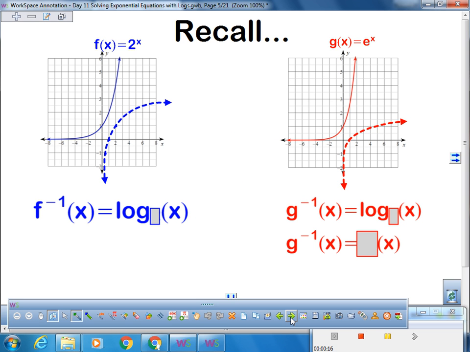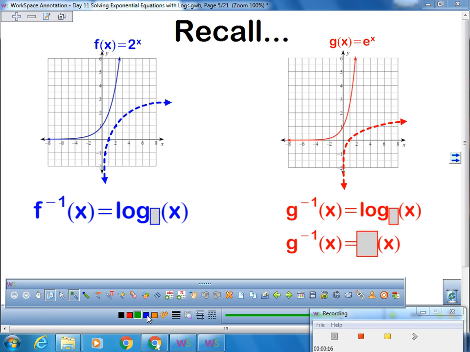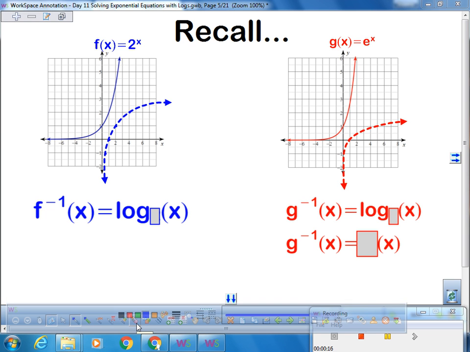So recall, an exponential function with a base 2 looks like this. Its inverse function looks like this, and we would say it's log base what? 2. Right? And the x means log base 2.